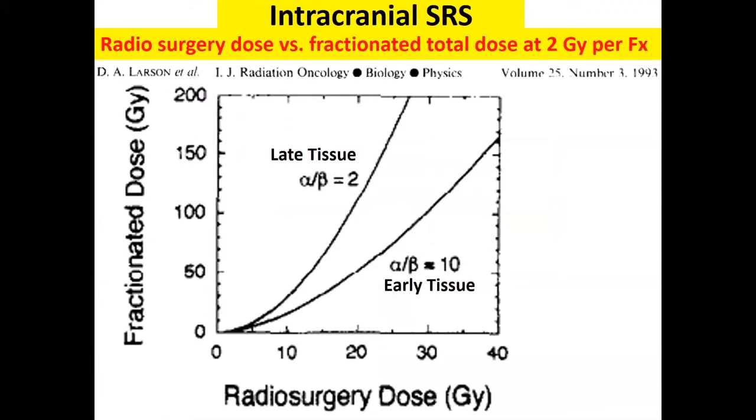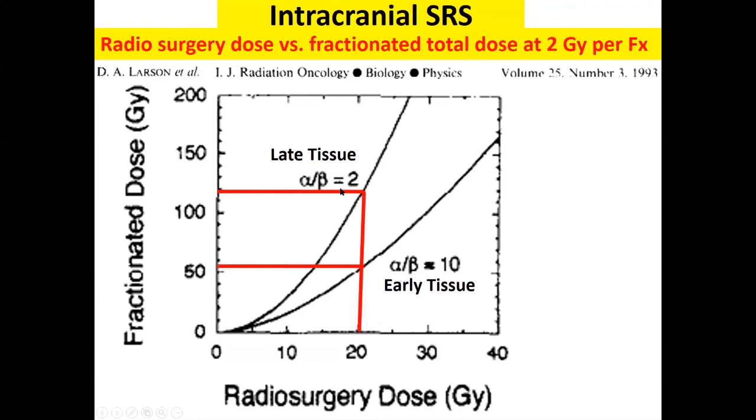Now, one or two slides specifically for intracranial SRS. Now, how do we get therapeutic advantage in intracranial SRS? If you understand this curve, this is basically the single dose isoeffective curve for SRS. For example, if in radiosurgery you deliver 20 gray, then it will be equivalent to 50 gray, 2 gray per fraction, for early reacting tissue.